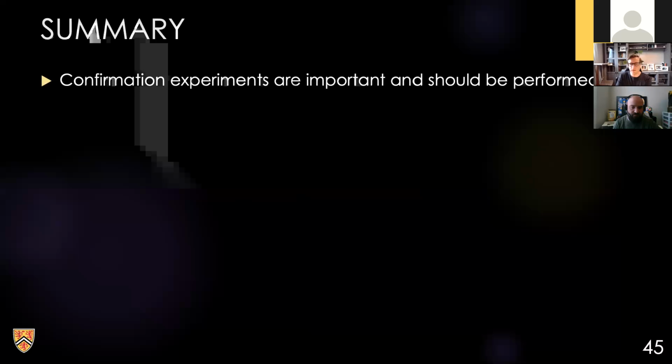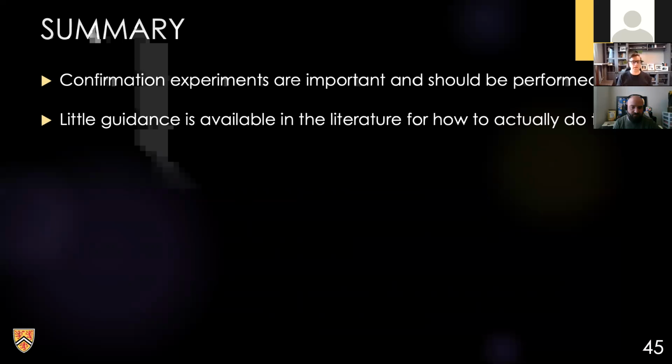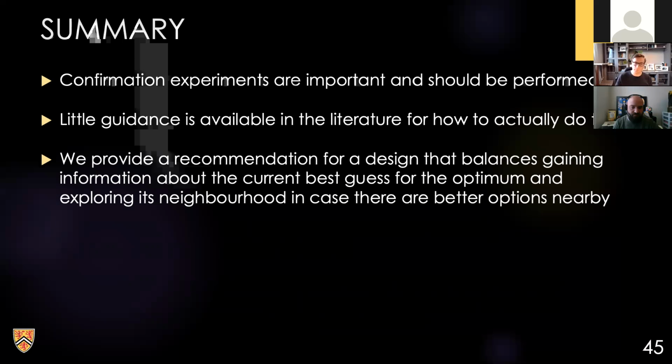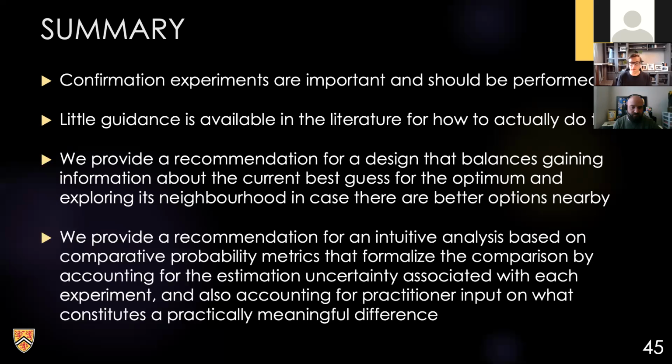Okay, so that I'm effectively done. Let me just quickly summarize some points here. The confirmation experiments are important and they should be performed. That I hope is clear. And there's been relatively, until recently, little guidance in the literature for how to actually do this. Willis-Jensen proposes a very nice methodology, but what we propose is something that we feel explores the space a little bit more, with this idea of balancing exploration at our current guess as the optimum versus exploring the neighborhood around it in case that guess is wrong. And we also incorporate explicitly practitioner information.